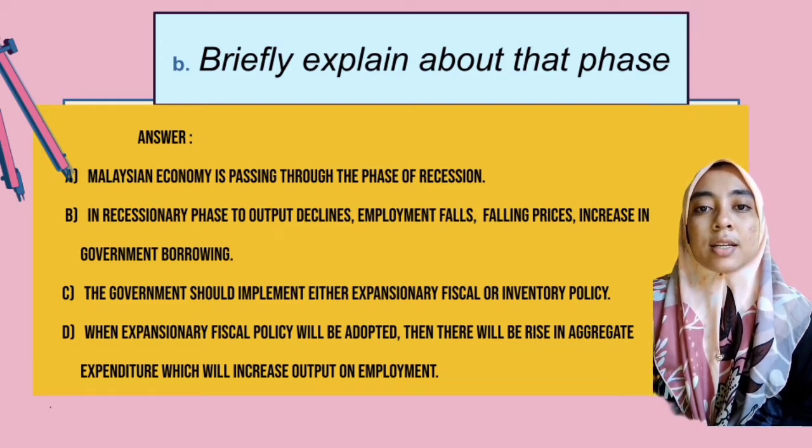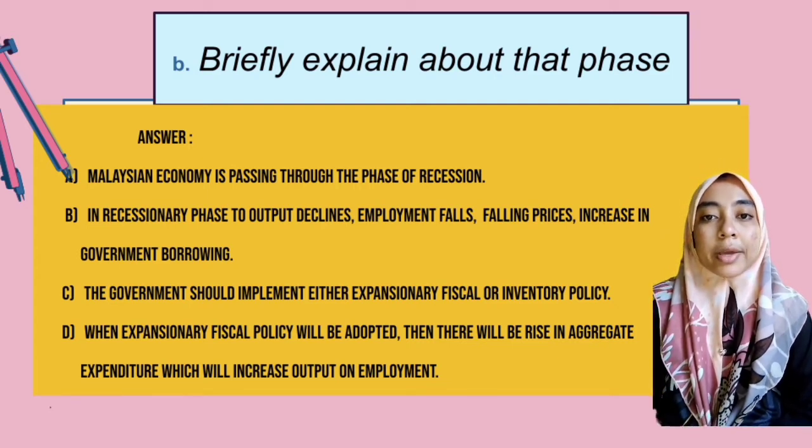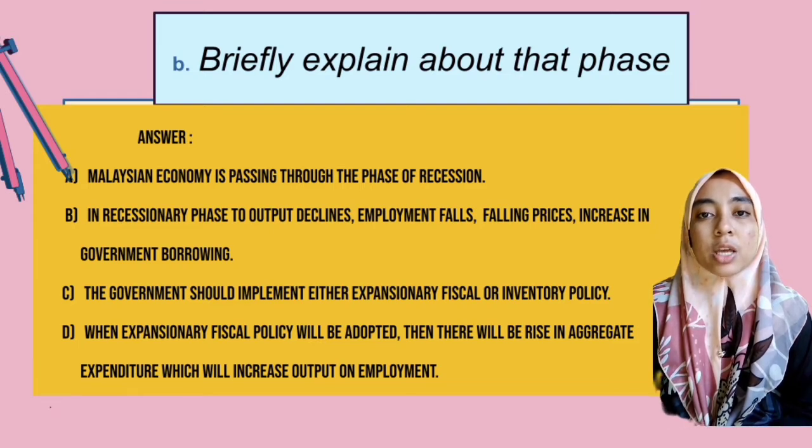Second, in the recessionary phase, output declines, employment falls, prices fall, and government borrowing increases. Third, the government should implement either expansionary fiscal or monetary policy. And lastly, when expansionary fiscal policy is adopted, there will be a rise in aggregate expenditure, which will increase output and employment.